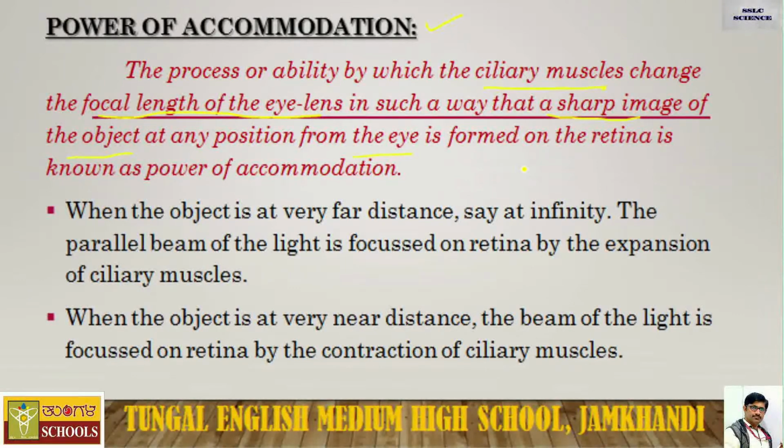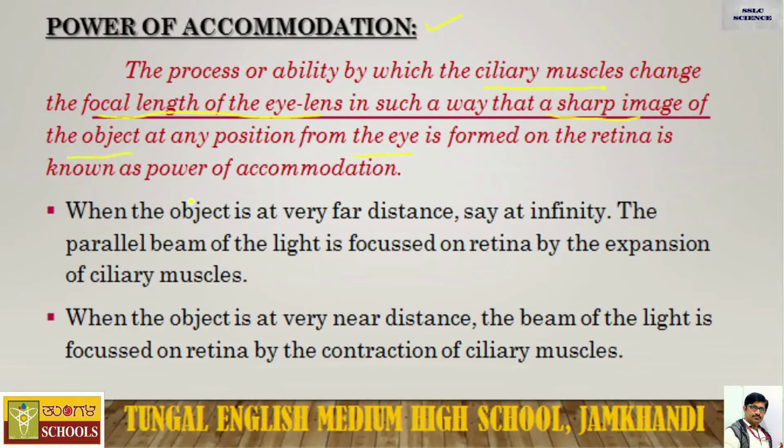So accommodation is the process, and power is nothing but the ability of changing that. I repeat, the process by which the ciliary muscles change the focal length of the eye lens in such a way that a sharp image of the object is formed on the retina at different positions of the object, and the ability of changing the focal length, is known as power of accommodation. You can use either term, power of accommodation or just accommodation, no problem at all.